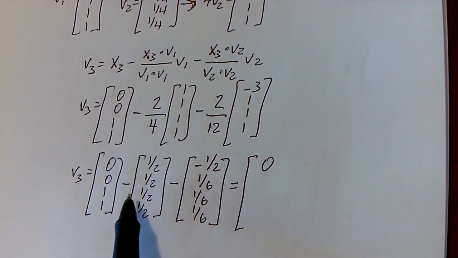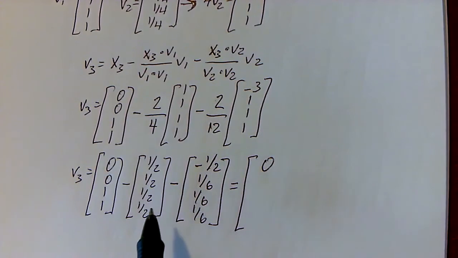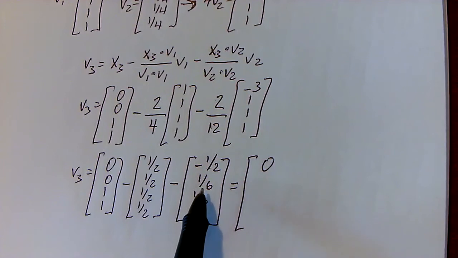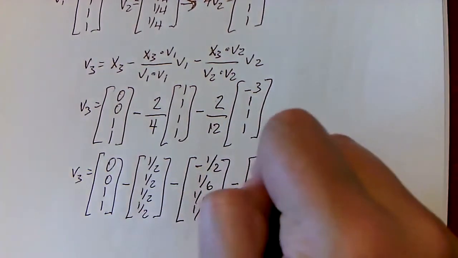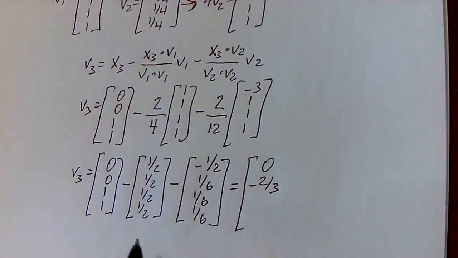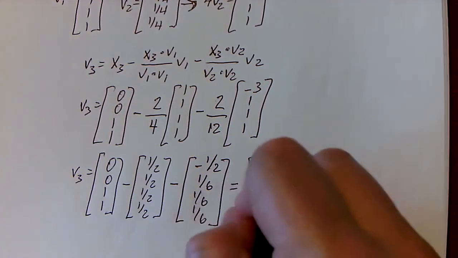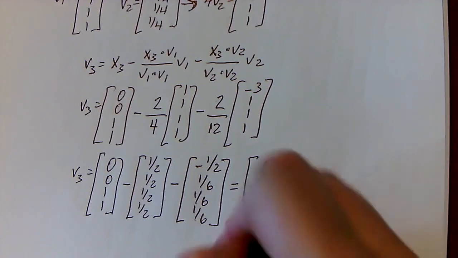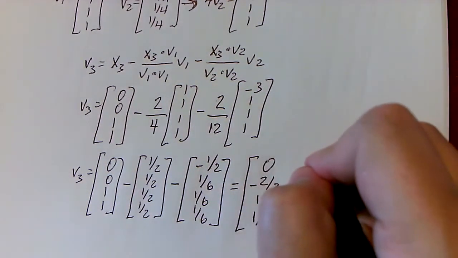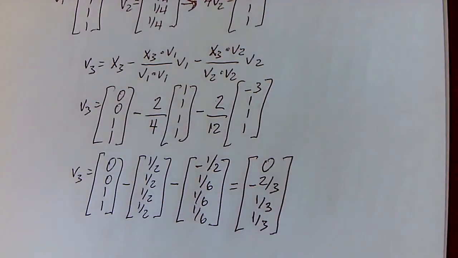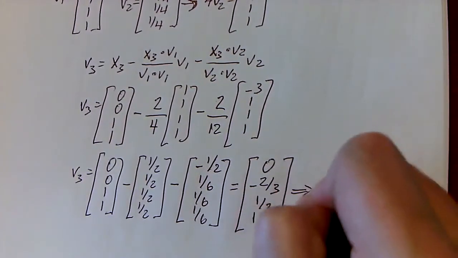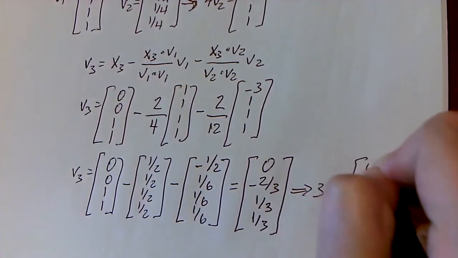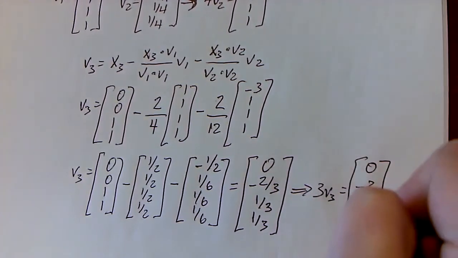Okay, 0 minus 1/2 minus 1/6. So 1/2 would be 3/6. Another 1/6 would make us at 4/6, but negative, so it's -2/3. Okay, 1 minus 1/2 gives us a positive 1/2 minus 1/6. That's going to be a positive 1/3. It'd be 2/6. And then I get the same thing for the last coordinate. Again, I'm going to multiply this by 3. So I'm going to do 3 times v3. That's going to give me 0, -2, 1, and 1.